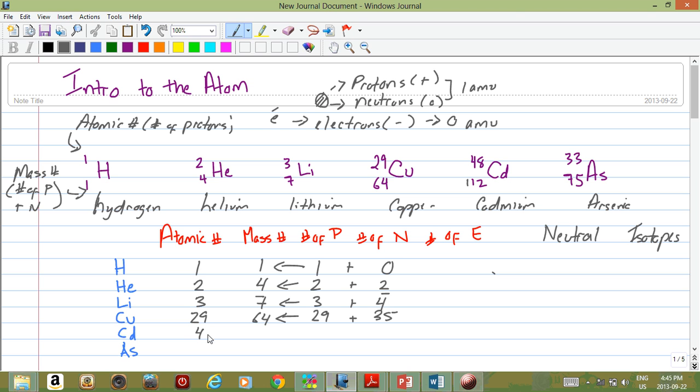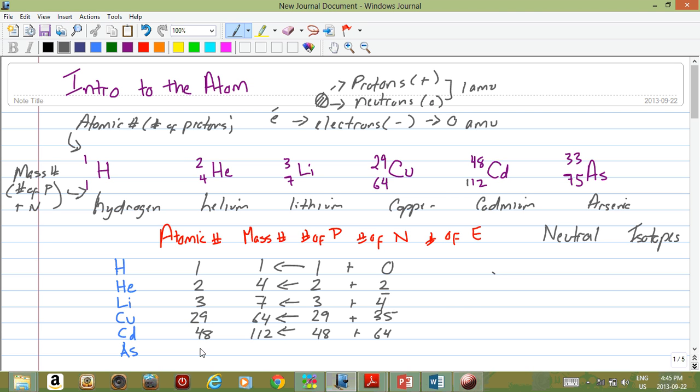But cadmium has an atomic number of 48. It has a mass number of 112. I could be wrong on that one. So again, it would have 48 protons, and then you're looking at 64 neutrons, because again, these two have to add up to 112. I'm not sure if cadmium's mass is 112. I'll have to double check that.